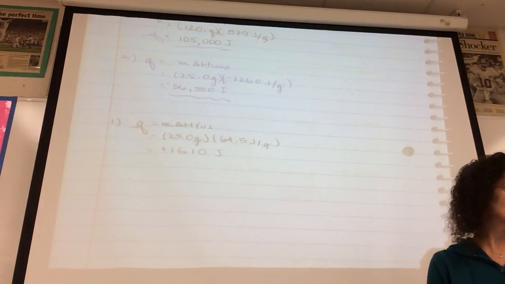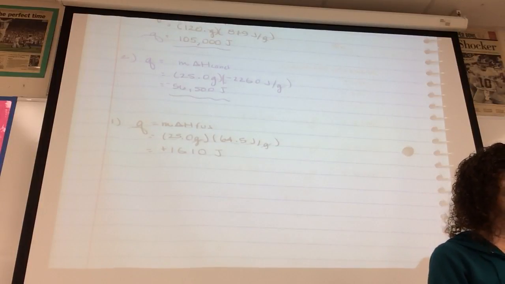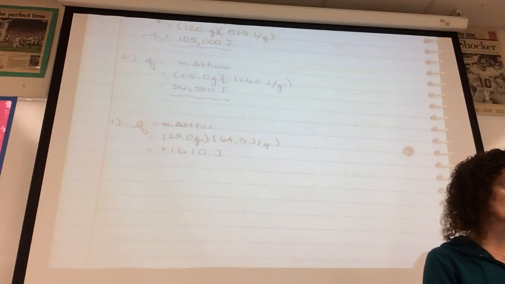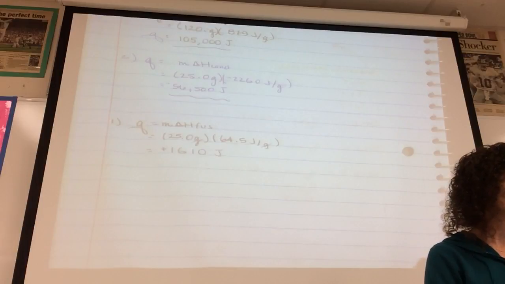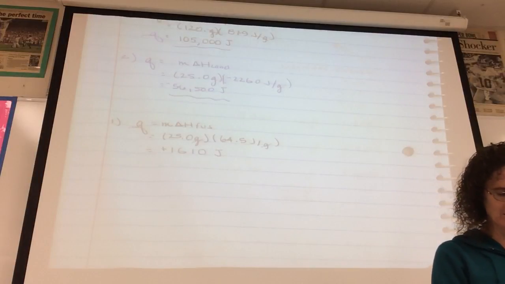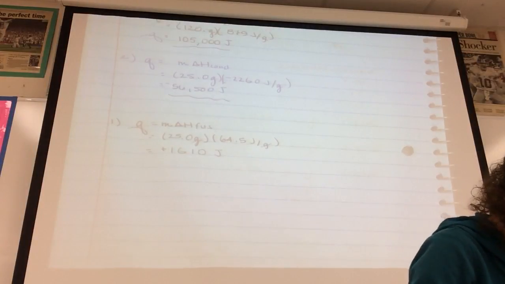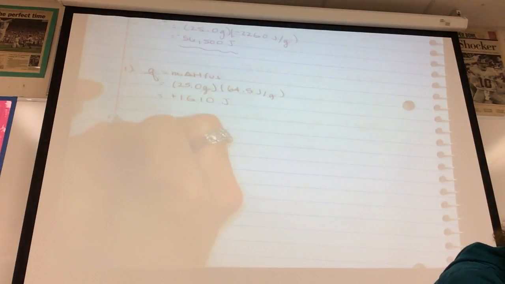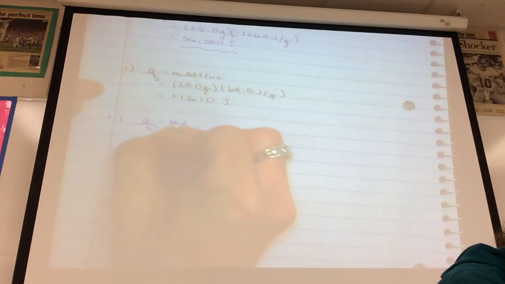Okay, the second problem says, calculate the heat required to freeze a 30-gram block of water into ice. So how are you going to approach that? 30 times negative, we've got it. So we have 30 times negative 334. Here's where my negative comes in.